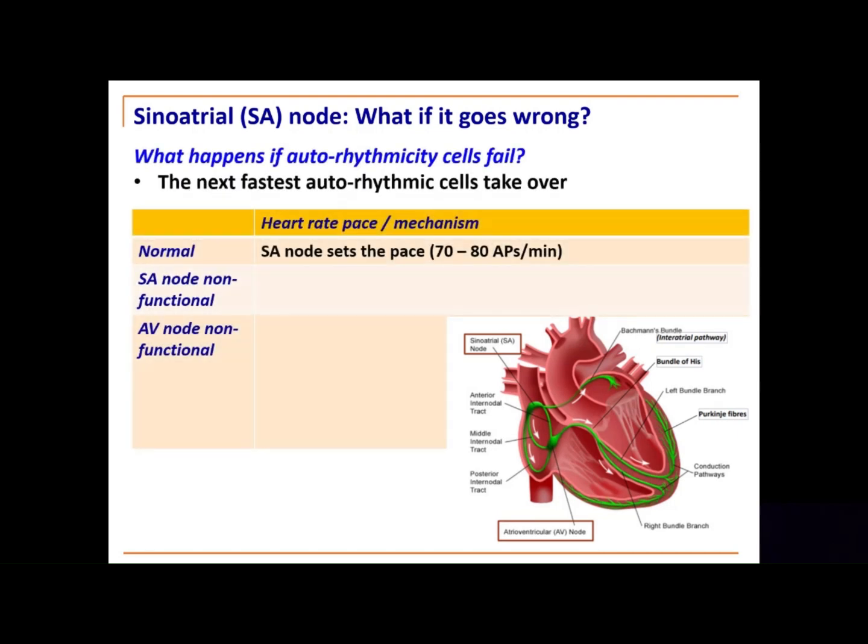So what I want you to think about is what happens if these autorhythmic cells fail. So in general, the next fastest autorhythmic cells take over. So under normal circumstances, and hopefully you're all nice and healthy with a normal SA node, your SA node sets the pace at 70 to 80 action potentials per minute, so 70 to 80 beats per minute. And yours might be slower, or it might be faster, but that's crudely how it sets the pace.